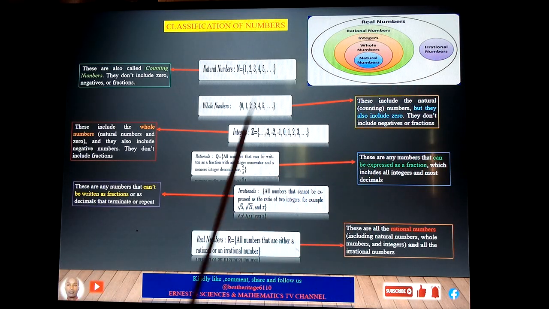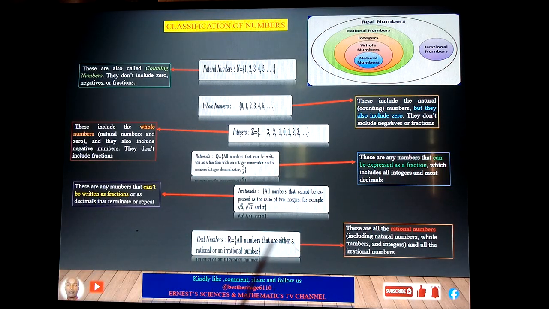So the next class of numbers is irrational numbers, and these are numbers that cannot be expressed as ratios of two integers. For example, we have the square root of 5, the square root of 27, and pi, which are given as such. So these are numbers that cannot be written as fractions or decimals that terminate or repeat. Therefore, these are going to fall under the category of irrational numbers.